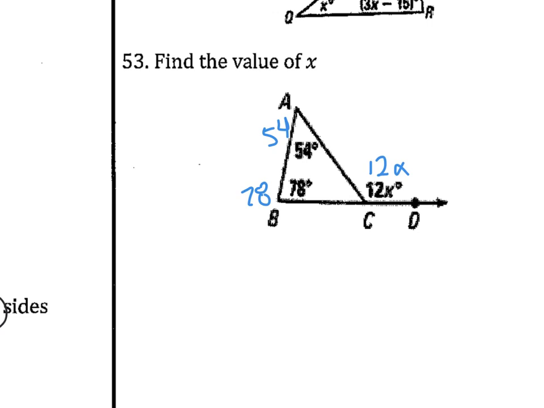So if you want to find the value of x, guys, remember, you look straight across from this exterior angle. These two added together equals that. So set up your equation: 12x equals 54 plus 78. And solve for x. Take your time.